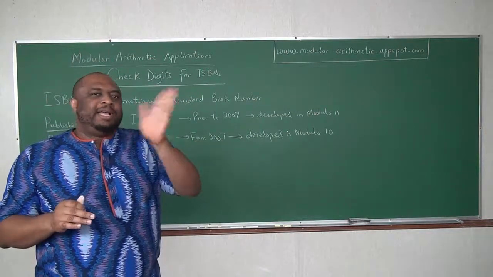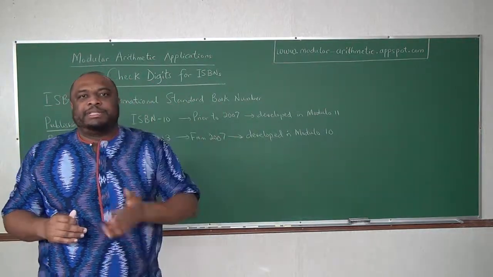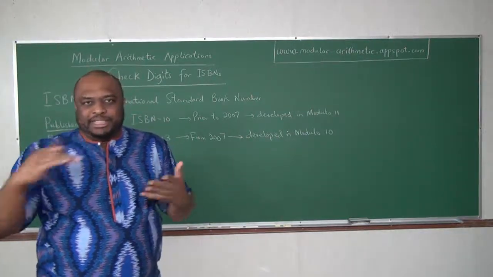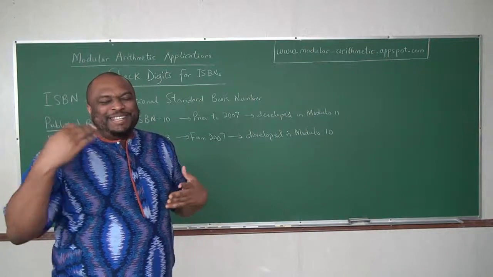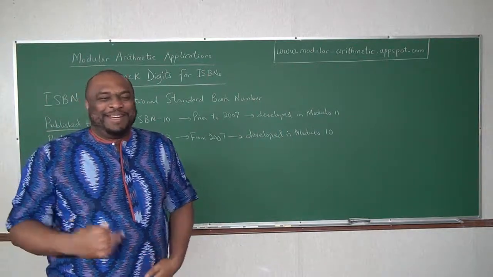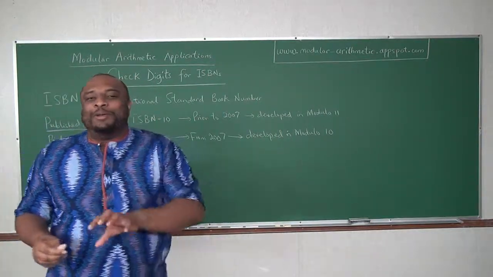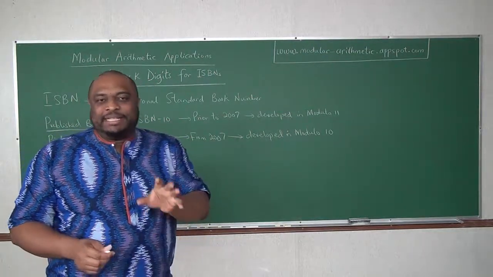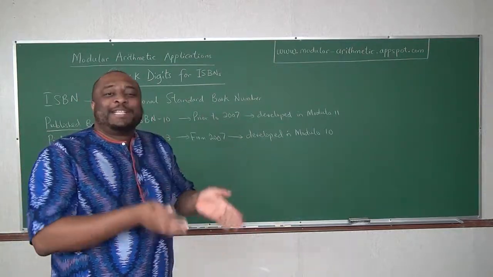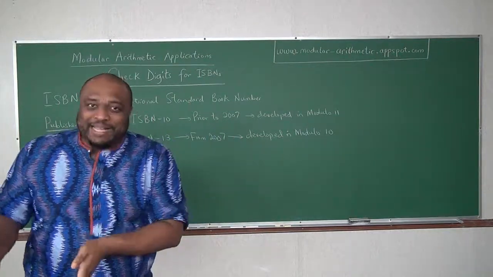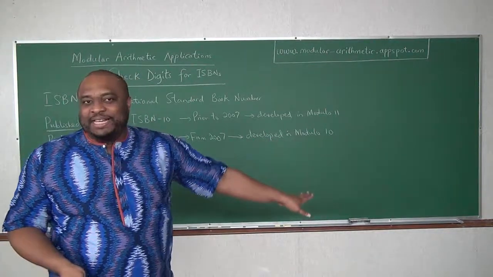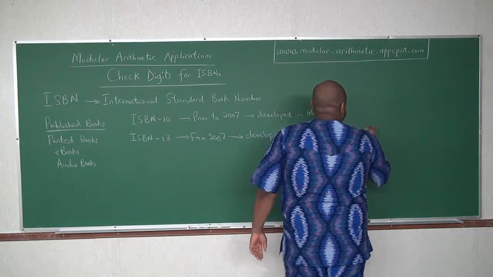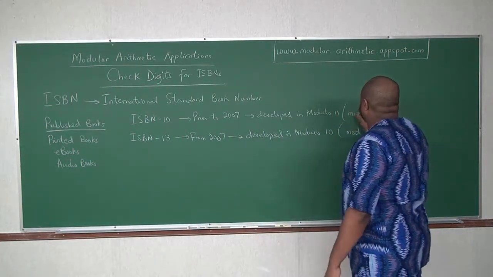You know, there's a way to find out what country published this book, and so on and so forth. But we are just interested in the check digit, which we will explain in a few minutes. So when you look at ISBN 13, you only see numbers from 0 through 9 because it is in mod 10, modulo 10, and this one is mod 11.